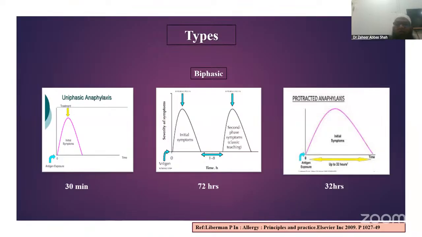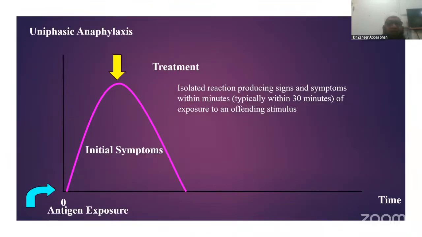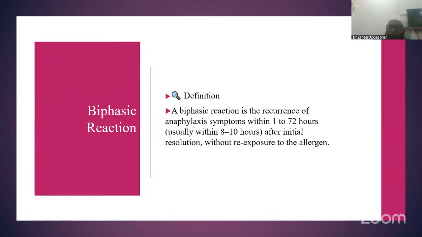Now jumping directly to the reaction types of anaphylaxis, we typically have uniphasic anaphylaxis, biphasic anaphylaxis, and protracted anaphylaxis. One by one we will cover these. Uniphasic anaphylaxis is an isolated reaction producing signs and symptoms within minutes, typically within 30 minutes of exposure to an offending stimulus. So this is the uniphasic reaction.